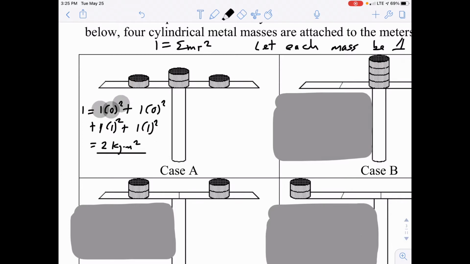Well, if we add up mass times radius squared for this mass plus mass times radius squared for this mass, why is the radius 0? Because the radius is the distance from the point of rotation to where the mass is located. And if the mass is at the point of rotation, it essentially contributes no rotational inertia. So that is 0, that is 0. And then, of course, we're left with one mass unit, one distance unit away. So that's why we're going 1 times 1 squared plus 1 times 1 squared, which gives you 2 kilogram meters squared for case A.